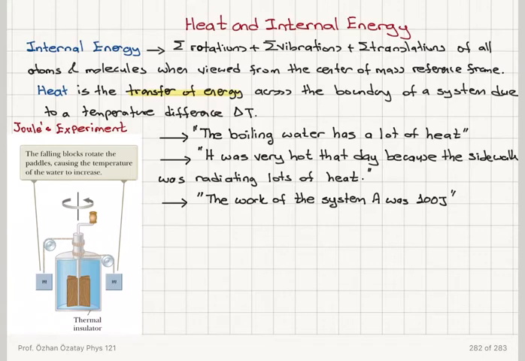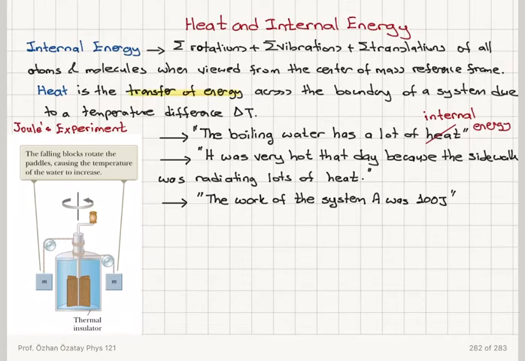So we can hear some statements about these terms, internal energy and heat and electromagnetic radiation, as well as work. For example, you might hear that one says the boiling water has a lot of heat. Heat is not something a system has, it's the amount of energy transferred across the boundary of the system. Therefore, the correct version of this is the boiling water has a lot of internal energy. So we need to correct this statement.